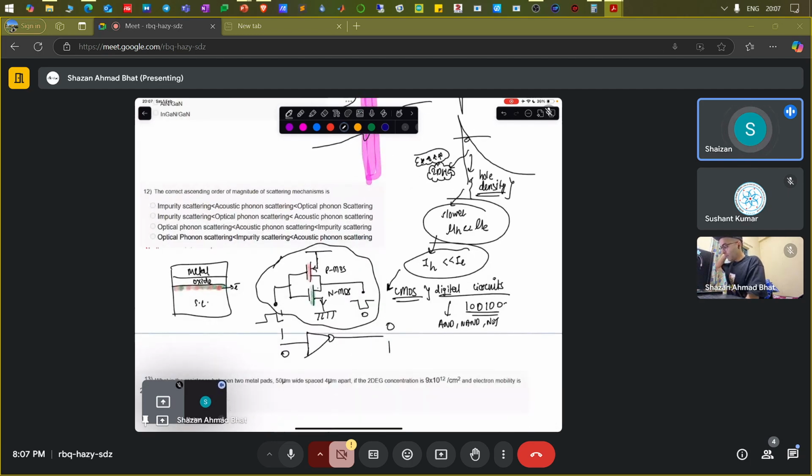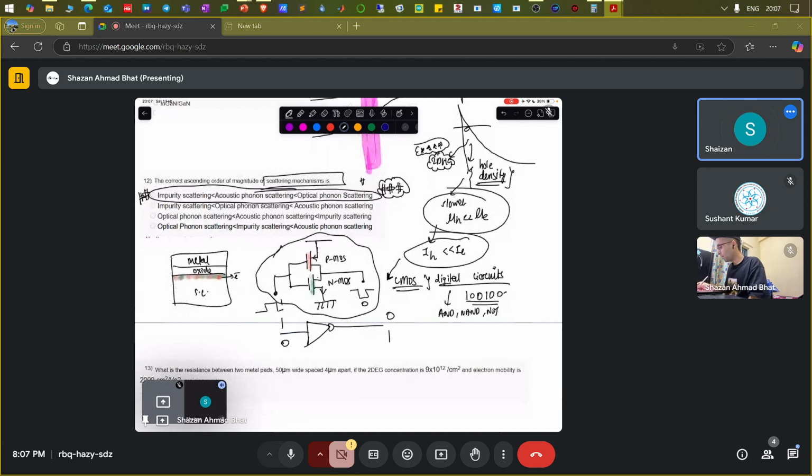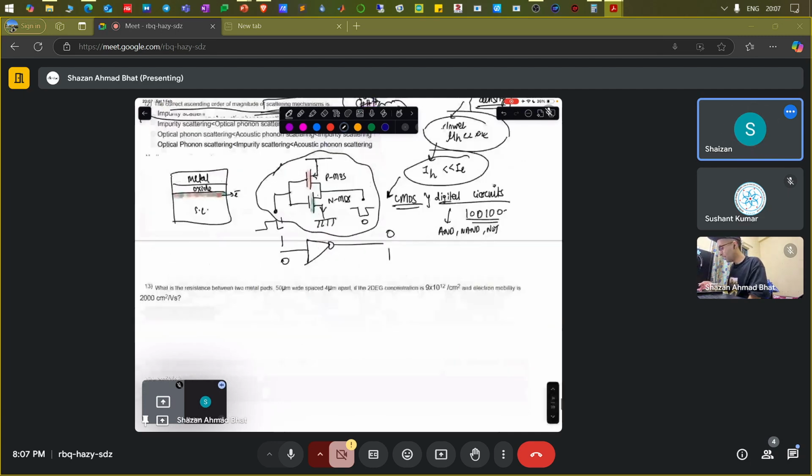Now, moving on to question 12, you have the scattering mechanisms. I told you that the optical phonon scattering will be much greater than the acoustic phonon scattering. Now, what is that? That's very in-depth physics. Maybe in future lectures we will talk briefly about these particular scattering mechanisms, because that is exactly my research topic, to understand this scattering in high electron mobility transistors.